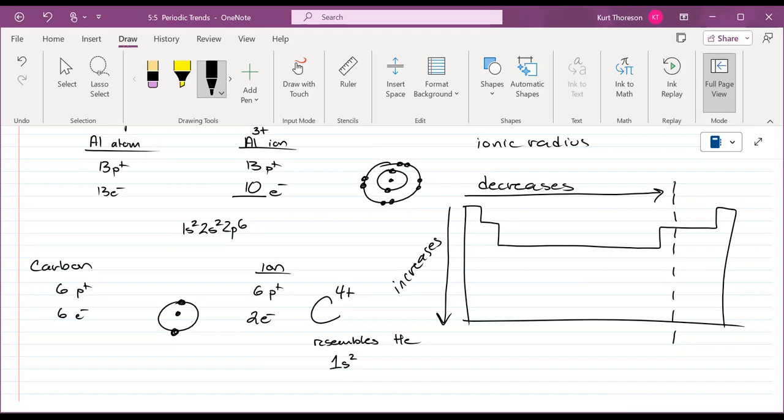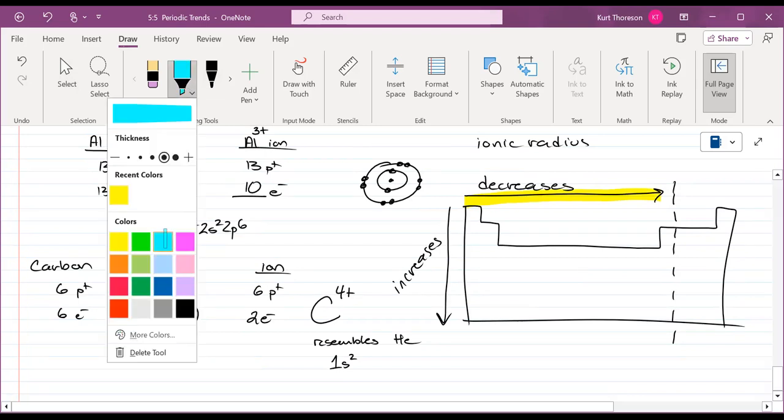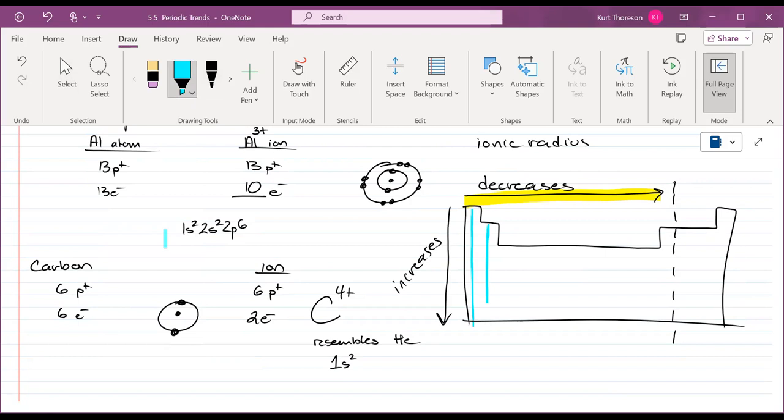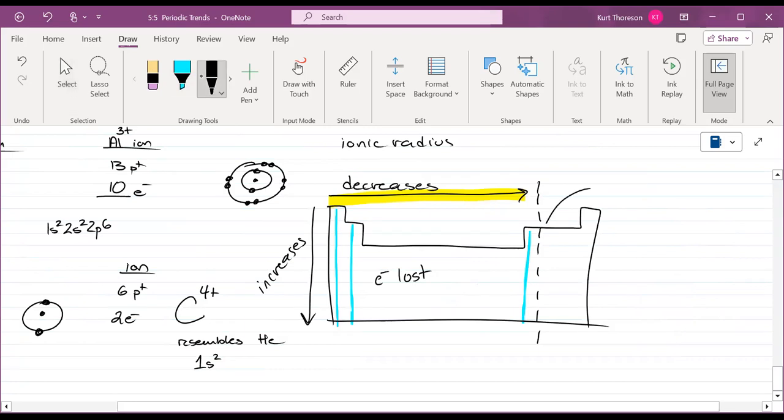But this is critical. You guys need to have that little dotted line there because things are about to change big time. And I want to make this very clear for you as well. As you go from group 1 to group 2 to group 13, are you gaining electrons or are you losing electrons? You're losing electrons, exactly. But then what about this area over here? I have not done that yet. This is where it's going to get different.